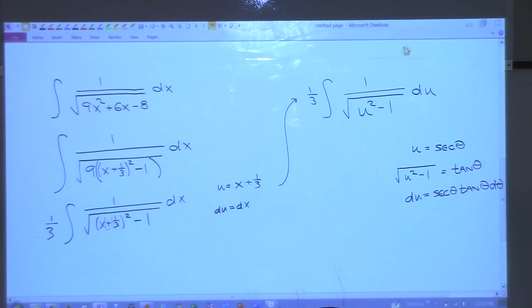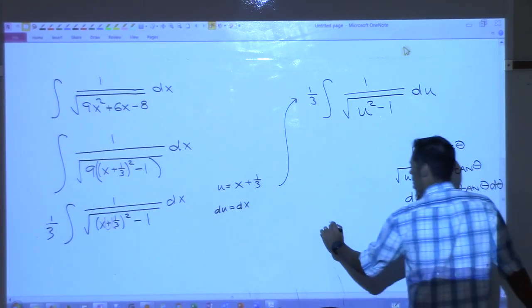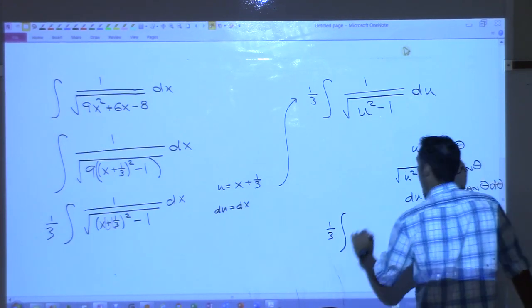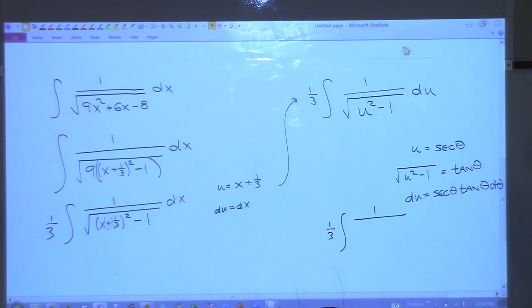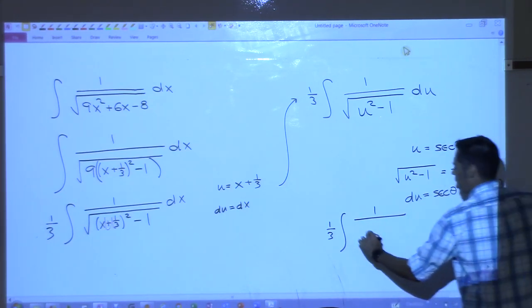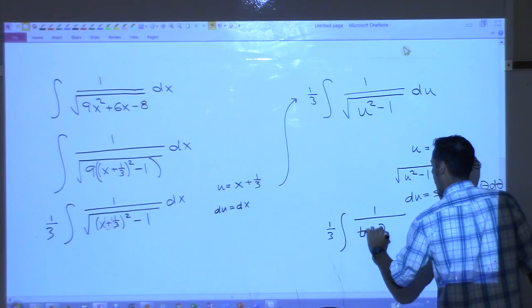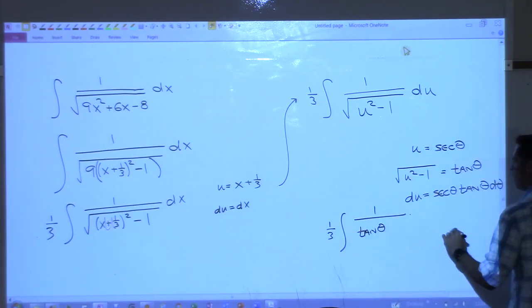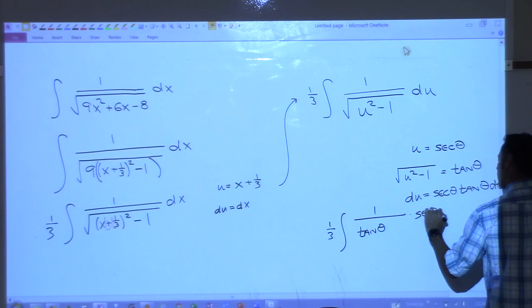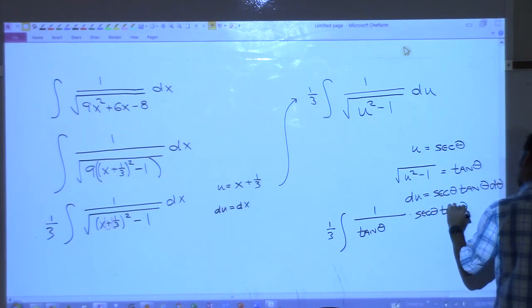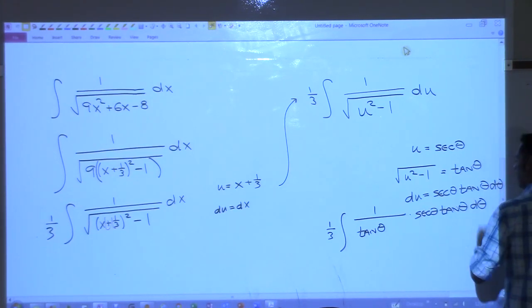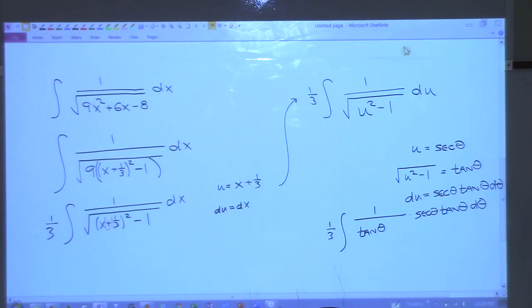And then finally, we rewrite it. 1/3 integral of 1 over what? Tangent theta. And then times du, which is secant theta, tangent theta, d theta. Are we happy about that? Oh yeah, we're happy about that, aren't we?